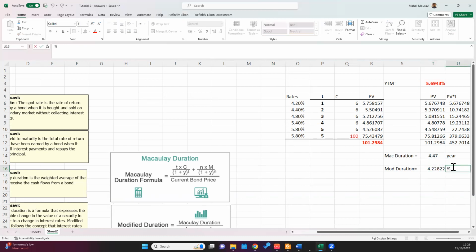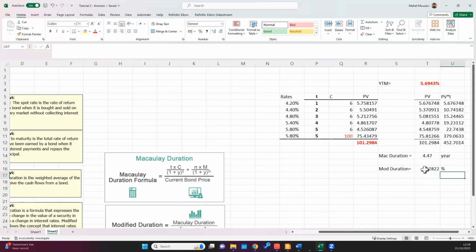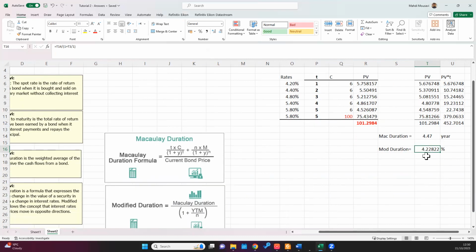The unit for modified duration is percentage. So this number tells me if interest rate increases by 1%, the price of bond will decrease by 4.22%. Vice versa, if interest rate decreases by 1%, the price of bond will increase by 4.22%.